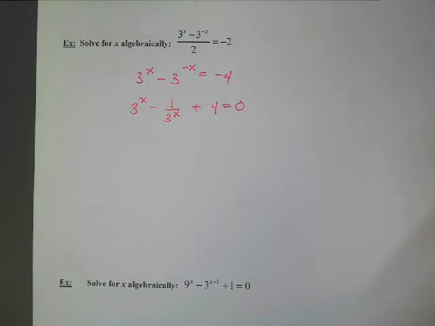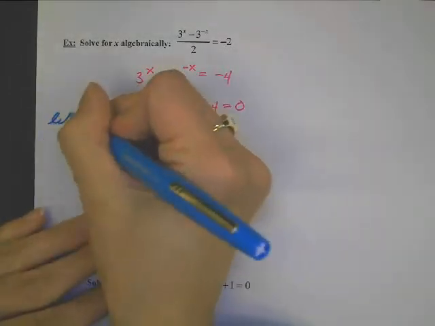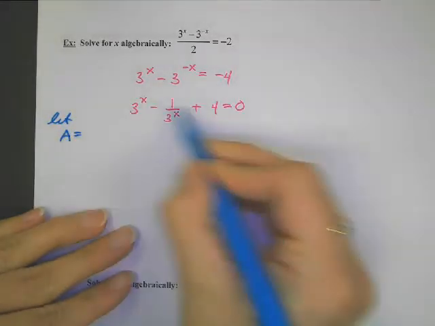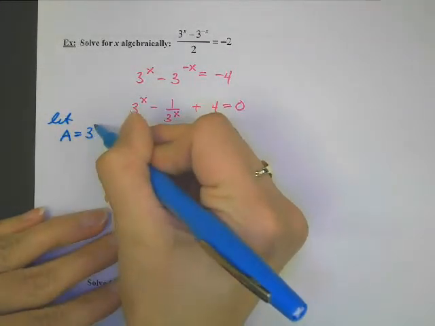Okay, can you tell what we're going to have the A thing be? We're going to let the complicated thing that you see here, 3 to the x, be A.